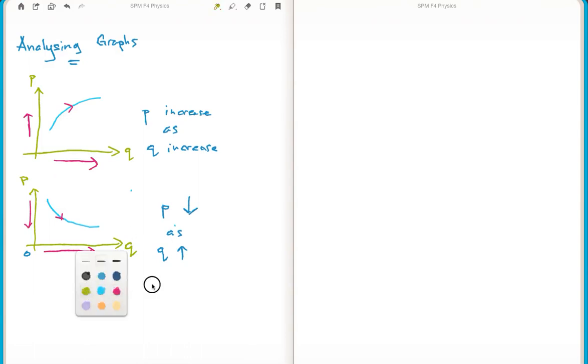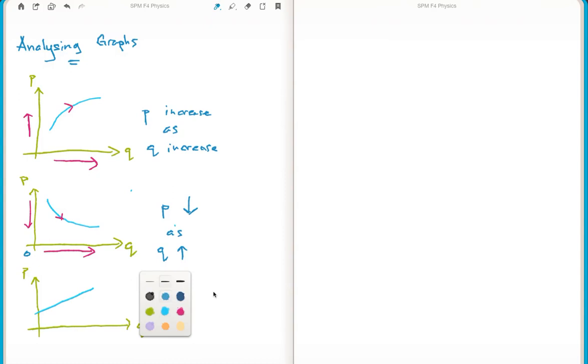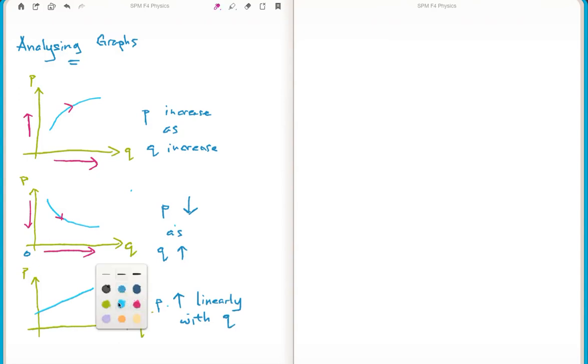And the other variants, maybe go through 6 of them, the standard ones in SPM. P against Q. You need to really go through this. A straight line, like this. The obvious standard answer: P increases linearly with Q. You need to have the word linearly. That's the keyword. P increases linearly with Q. It's a straight line, that's why I call it linearly.